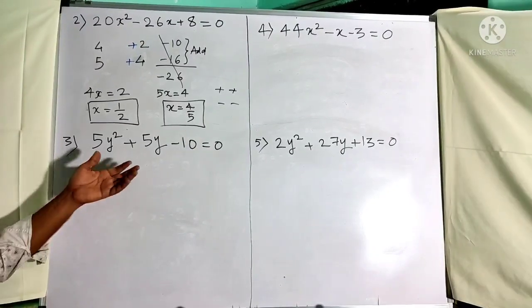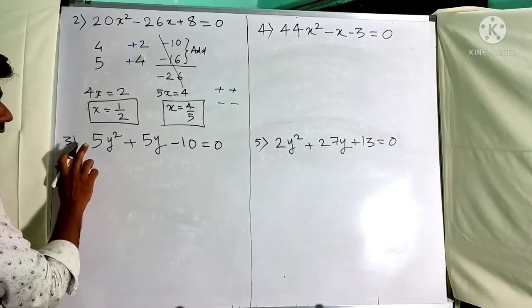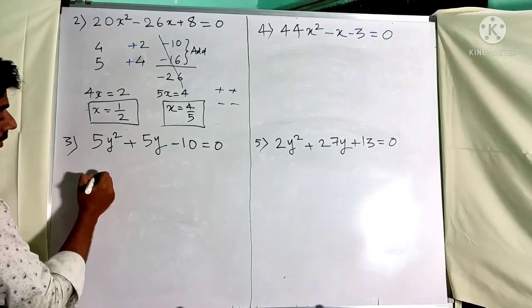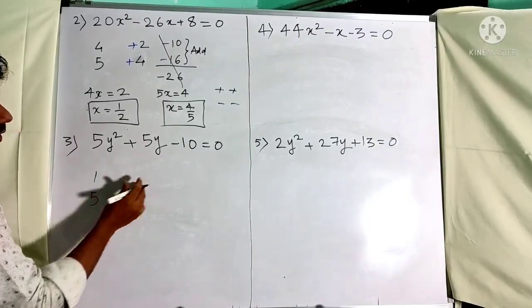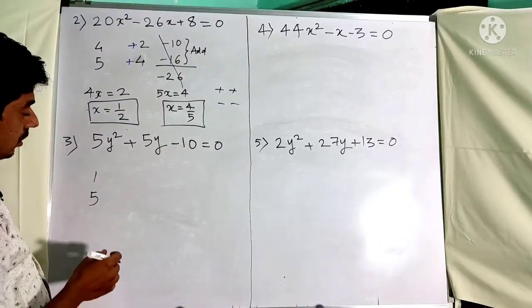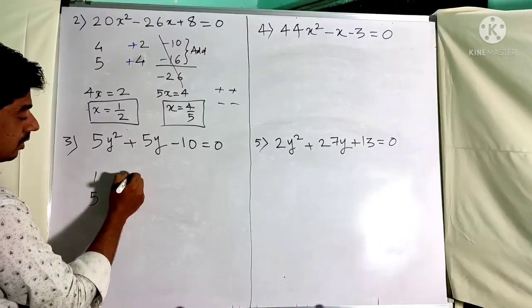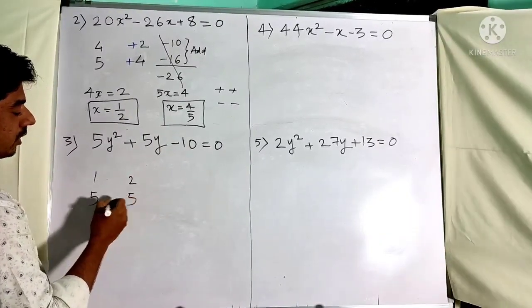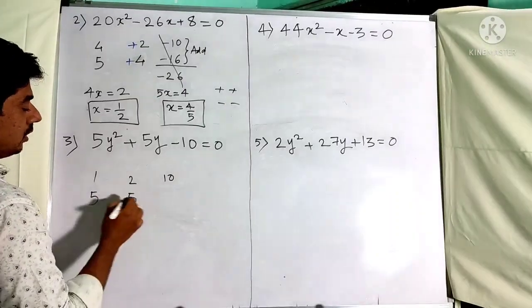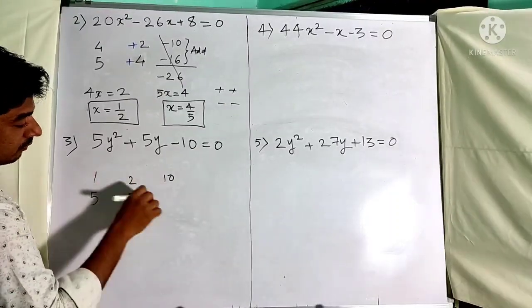Okay friends, let's try the next example. Again, here the coefficient is 5, the factors will be 1 and 5. Here the c term is 10. 10 can be written as 2 into 5, then again cross multiplying. 10, 5 2s are 10, 1 5s are 5.